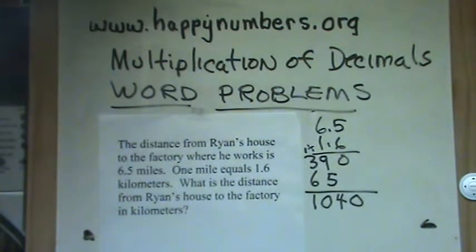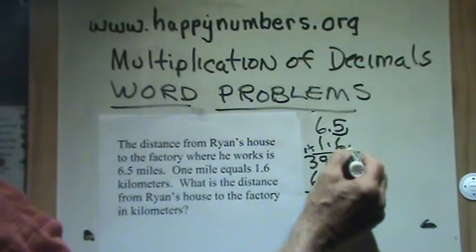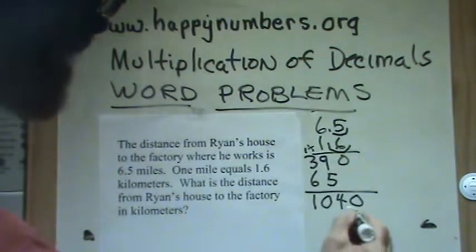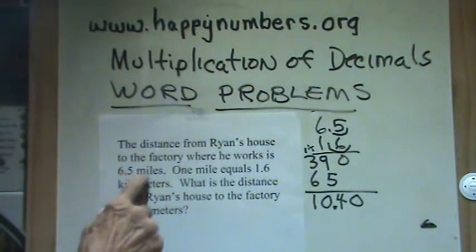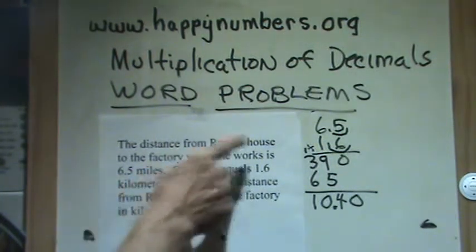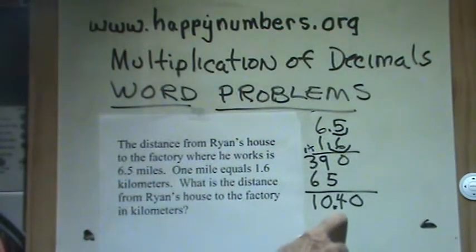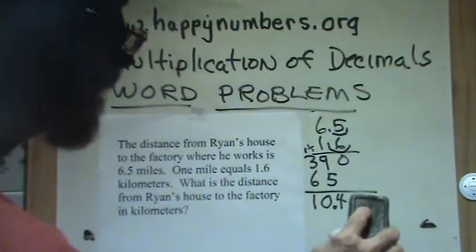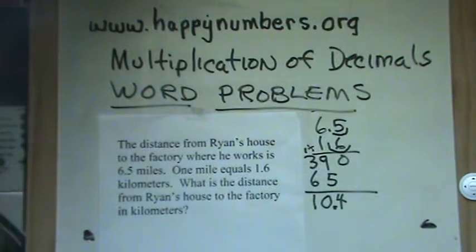Now, as we know, when we multiply, we have to go then back up and count our decimal places. 1 place, 2 places, 1, 2. So Ryan lives 6.5 miles from his house to his factory, but 6.5 miles is equal to 10.40 kilometers. And if you remember, we can take this trailing 0 away if we wanted to. So it would be 10.4 kilometers. Well, excellent. Let me put a problem up and then we'll let you work it.